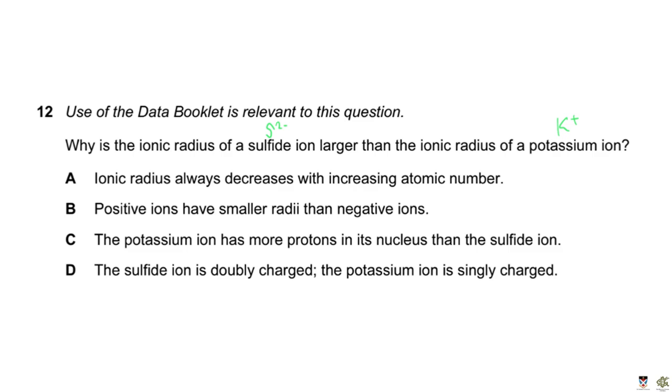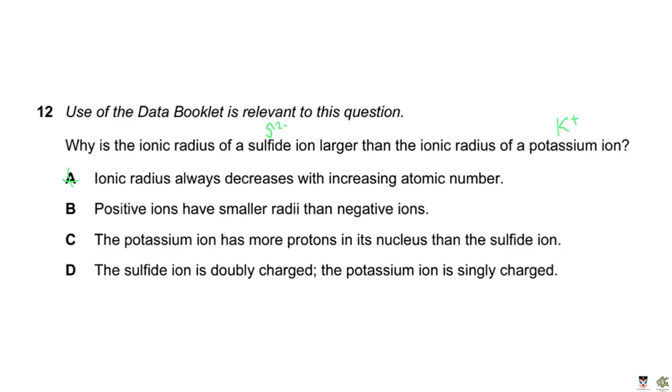Let's just look at the options. Ionic radius always decreases with increasing atomic number. That's not true. It is true for cations and also true for anions, but it depends on whether you're looking at the individual charges or not. So we can't just apply that as a rule, because as we go from cations to anions, we see a definite increase in the ionic radii. So not A.